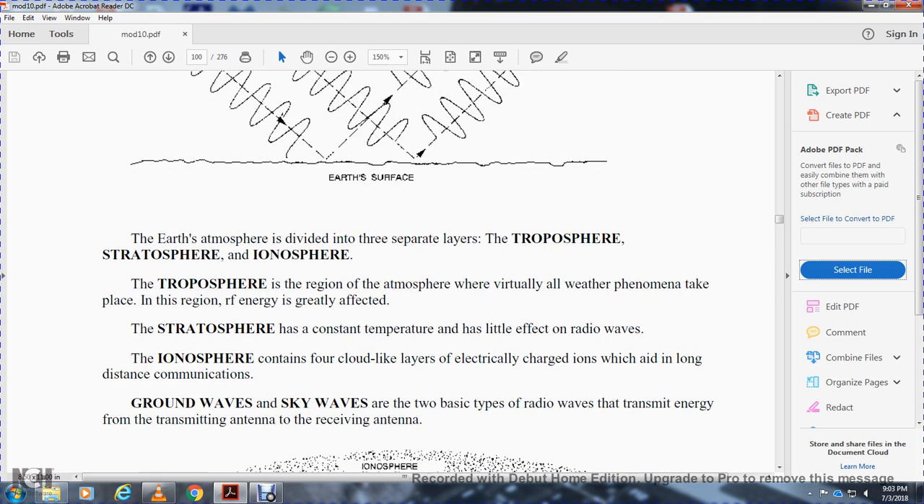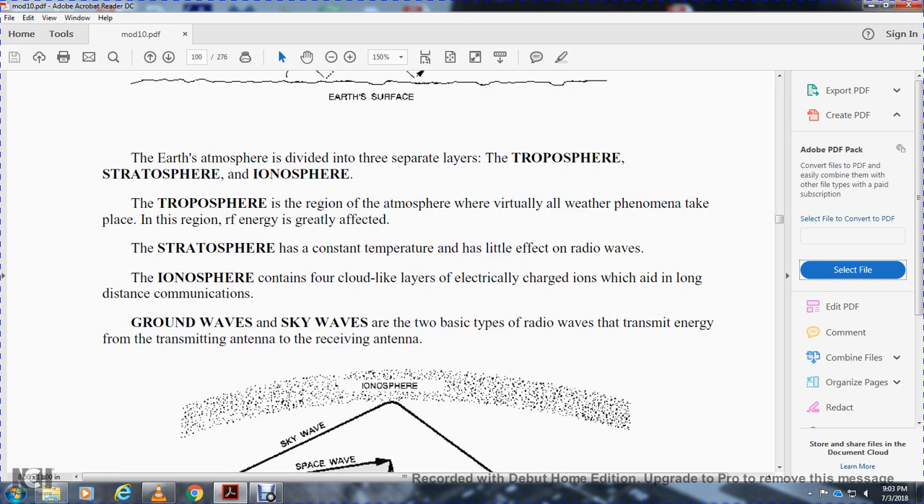The Earth's atmosphere is divided into three separate layers: the troposphere, the stratosphere, and the ionosphere. The troposphere is the region of the atmosphere where the weather phenomena occur, and it is the region where radio frequency energy is greatly affected. The stratosphere, with its constant temperature, has little effect on radio waves. The ionosphere is four cloud-like layers of electrically charged ions that aid long distance communication.